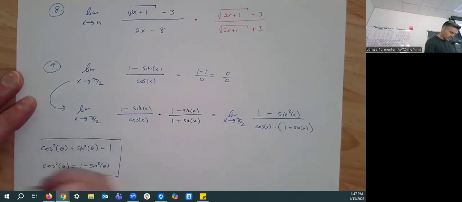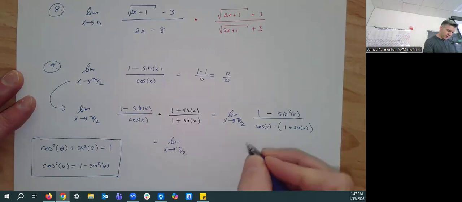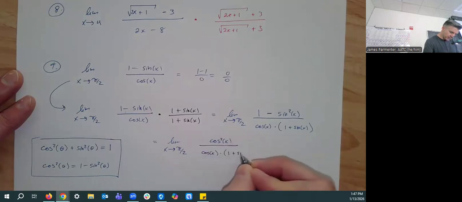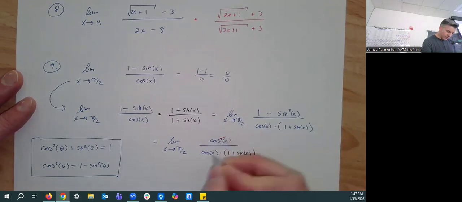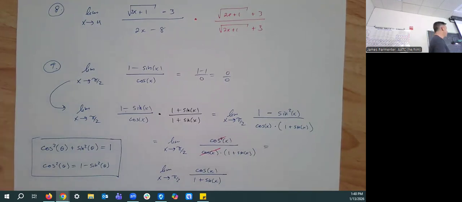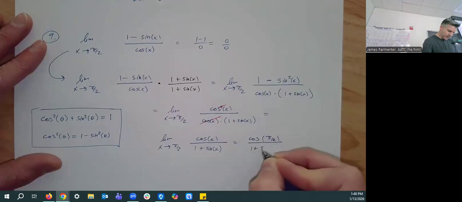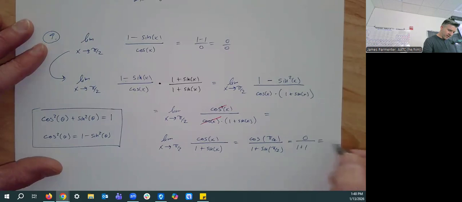So we can rewrite our limit as x approaches pi over 2 of cosine squared of x divided by cosine of x times 1 plus sine of x. And now we can cancel one of the cosines, right? Cosine squared divided by cosine, you're left with a cosine on top and no cosines on the bottom. So now we're left with the limit as x approaches pi over 2 of cosine of x, not cosine squared of x, and on the bottom, just 1 plus sine of x. And now we can actually plug in pi over 2 and get cosine of pi over 2 divided by 1 plus sine of pi over 2. Cosine of pi over 2 is 0. Sine of pi over 2 is 1. So we get 0 divided by not 0, which is always 0.